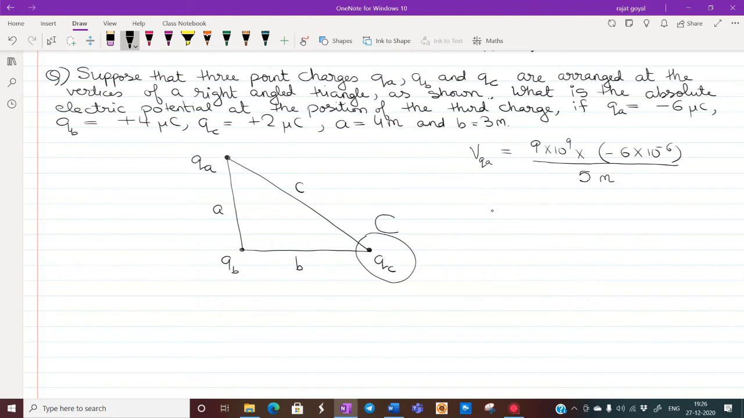If we solve it, the potential due to QA will be 9 into 6, it will be minus 54 and then there will be 3 zeros, divided by 5. So it will be minus 10800 volts, the potential due to QA.